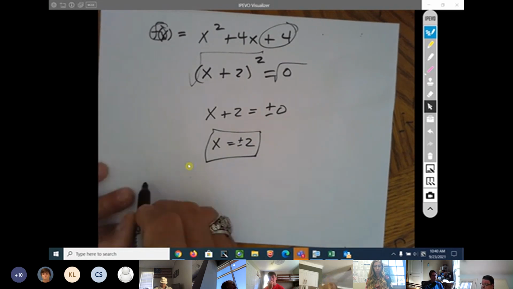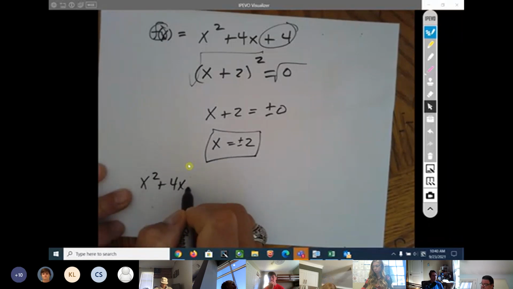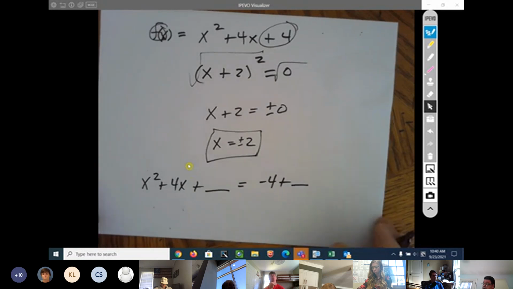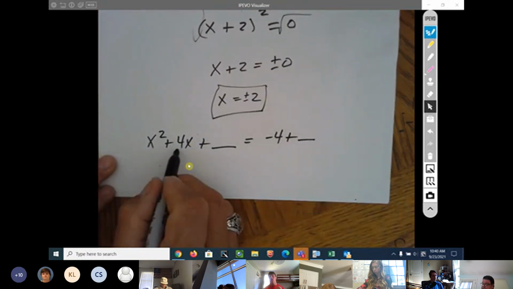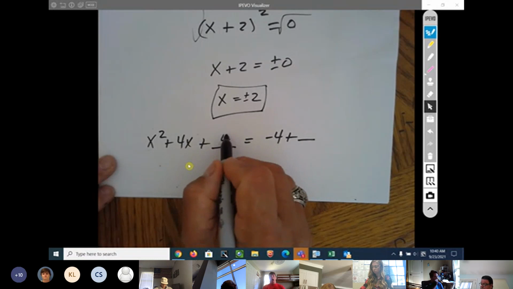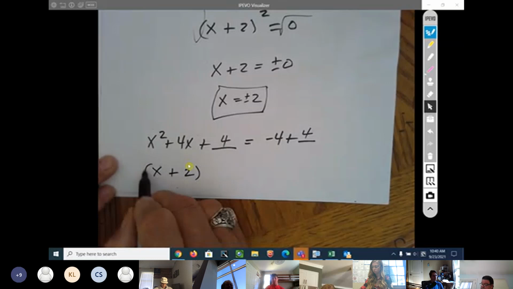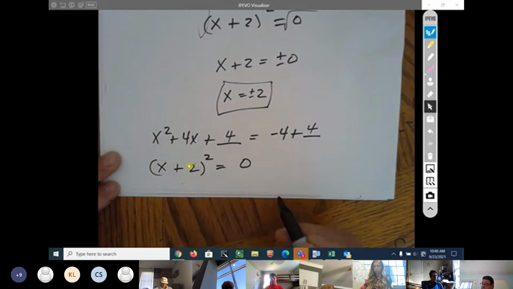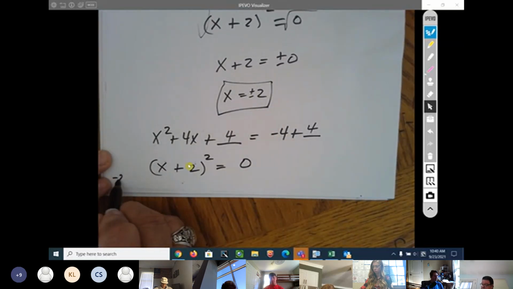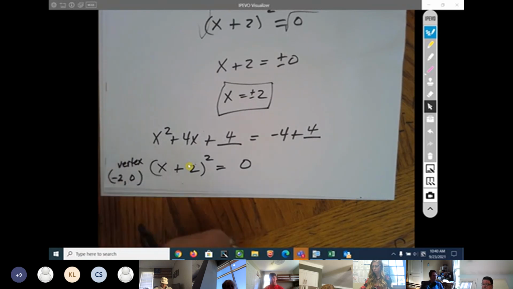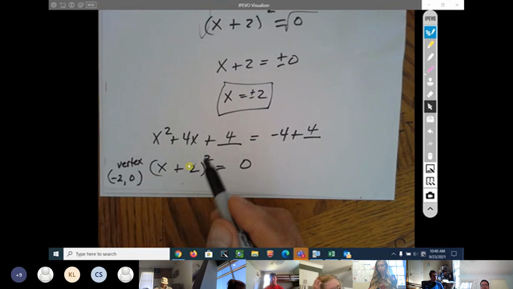So x squared plus 4x plus blank is equal to -4 plus blank. And that's going to be 4 divided by 2 is 2 squared is 4. And you see that it's going to be x plus 2 quantity squared is equal to 0. And the vertex is -2, 0. There's your vertex. So it's always handy to have completing the square in your back pocket to find the vertex.